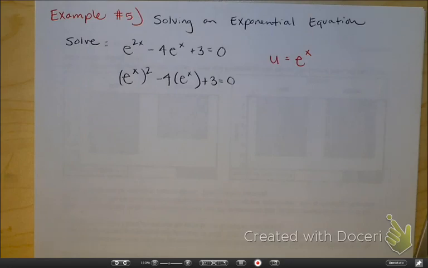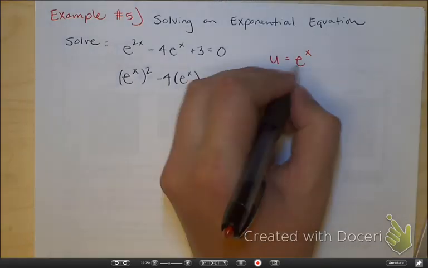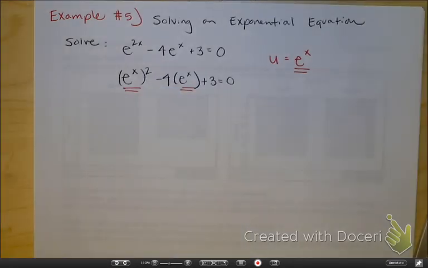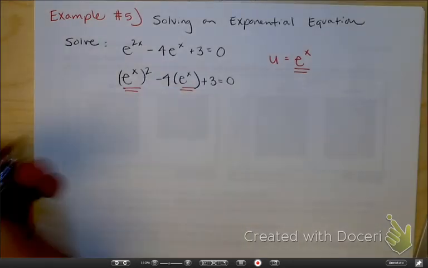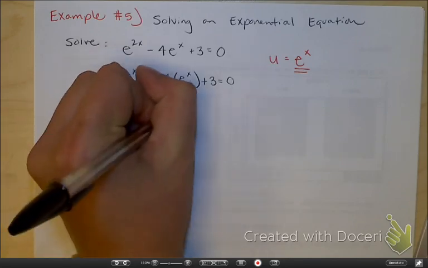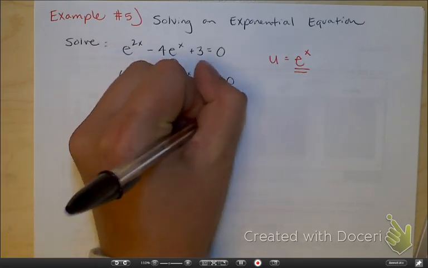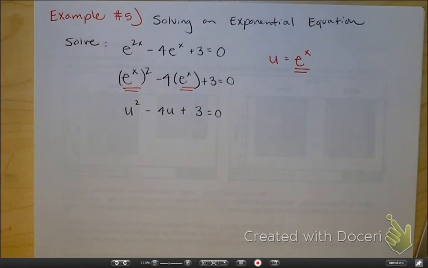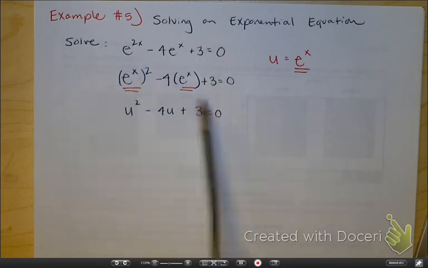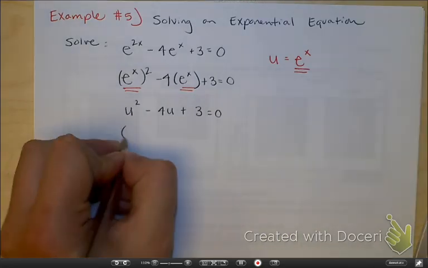So I can start making some substitutions for what u is equal to. If I say u is equal to e to the power of x, I can replace each of those two terms with a u. So I'm going to rewrite this as u squared minus 4 times u plus 3 equals 0. And I hope now that it's a little bit more apparent to you that this is a quadratic equation. You might not have recognized it from up here, but now hopefully it makes sense to you that that's a quadratic equation.